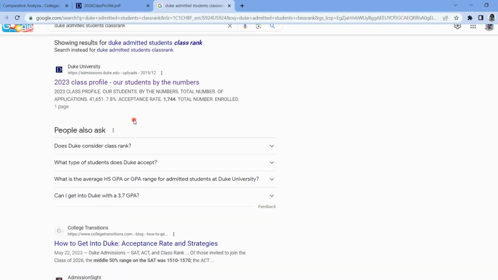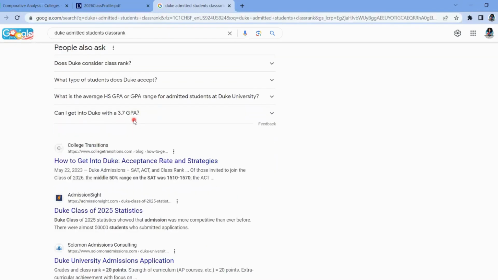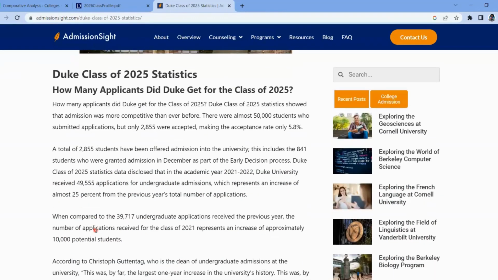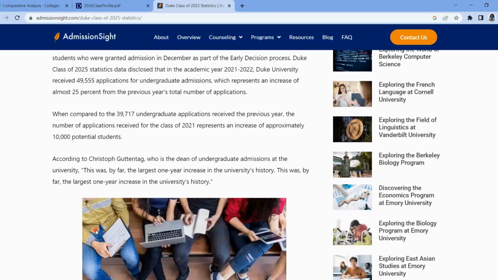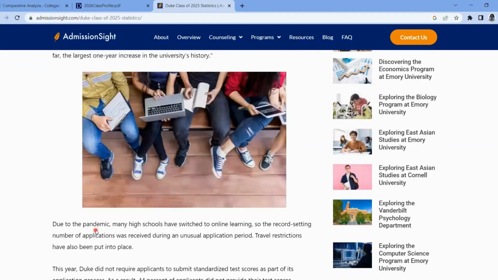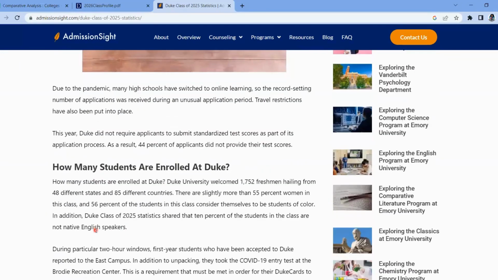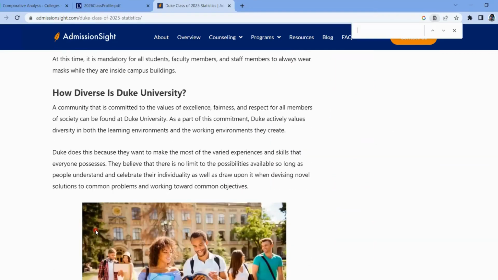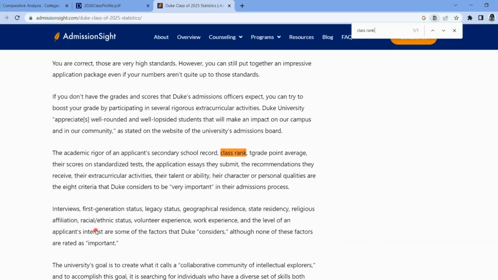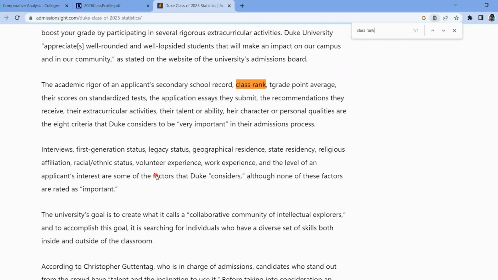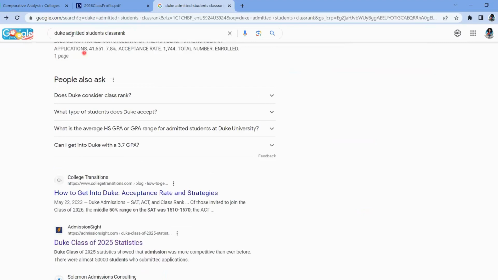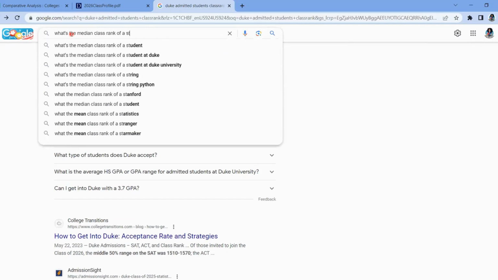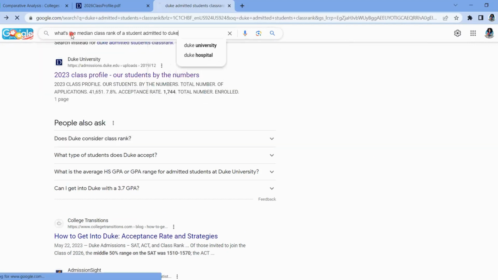And that's showing us another class profile. Let's see, admission site. This is for class of 2025. Gonna see if they mention anything about class rank. I'm gonna do Control F to try and search for class rank. So that's not showing me what I want. Let me go back and I'll say, what's the median class rank of a student admitted to Duke?